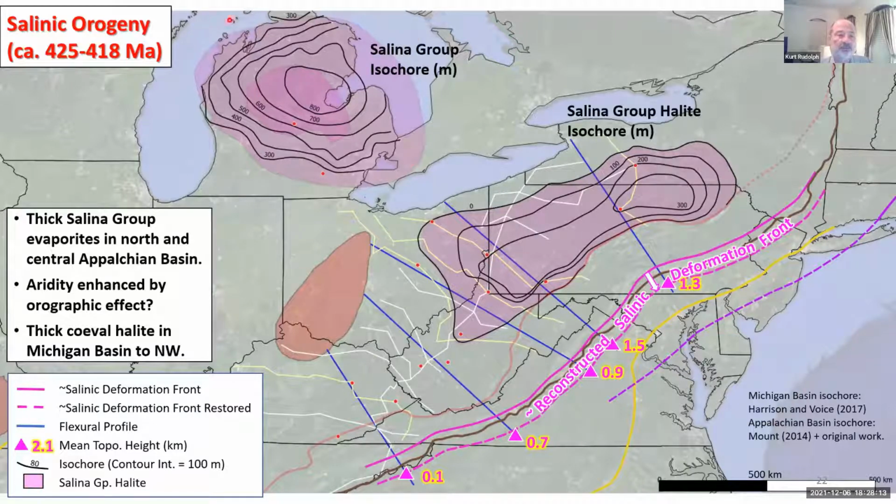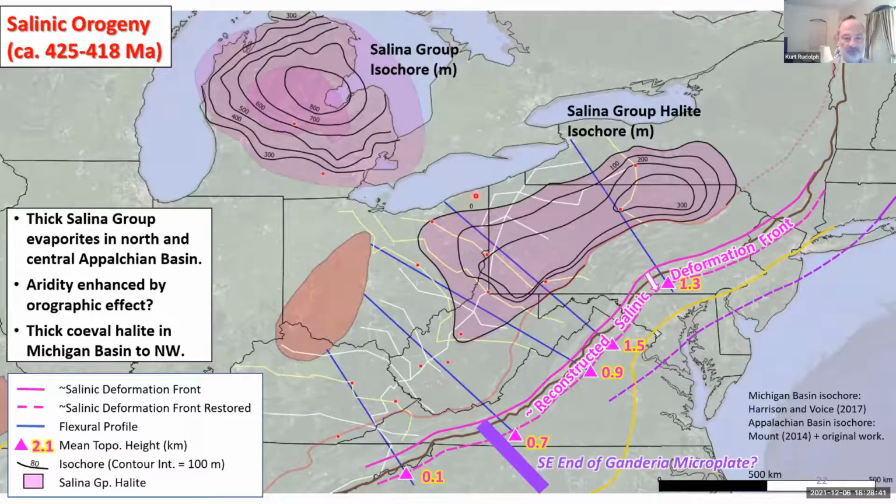Synchronous with this, we have deposition of the Salina Group also in the Michigan Basin, up to almost a kilometer of largely evaporitic sections cyclically punctuated with carbonates. Some have posited that this orogenic event at this particular time enhanced the aridity due to an orographic effect, essentially a rain shadow. So let's talk a little bit more about this.